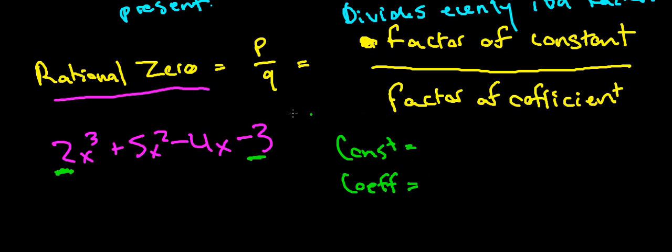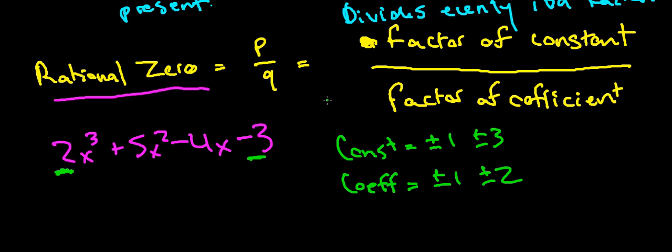So let's write out the factors. For the constant, minus 3, the factors are plus and minus 1 and plus and minus 3. And it's plus and minus because we can have positive 1 times minus 3, or positive 3 times minus 1. The factors of 2 are plus and minus 1 and plus and minus 2, for the same reason: we can have minus 1 times minus 2, and we can have 1 times 2.